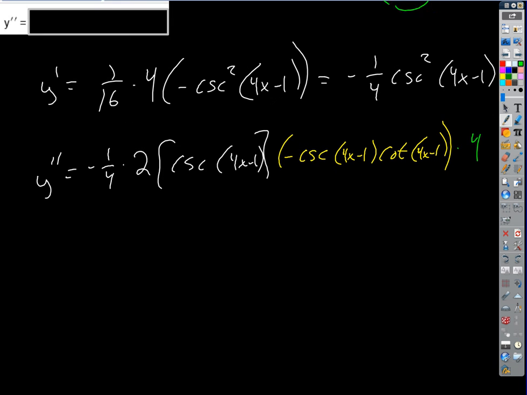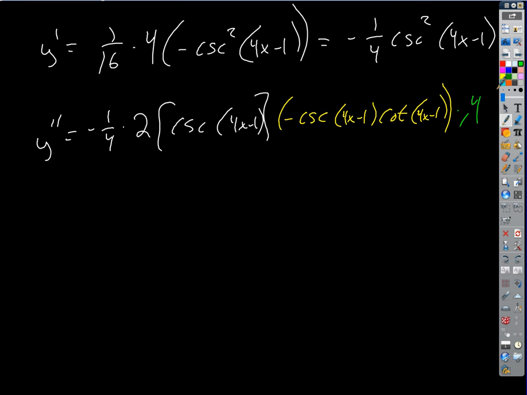4. Okay, so what do we get then? The 4 cancels with this, I've got a negative and a negative, so I've got a 2 out front. And then I just have a cosecant times a cosecant times a cotangent. So what's that going to be? Cosecant squared cotangent, right? Okay.